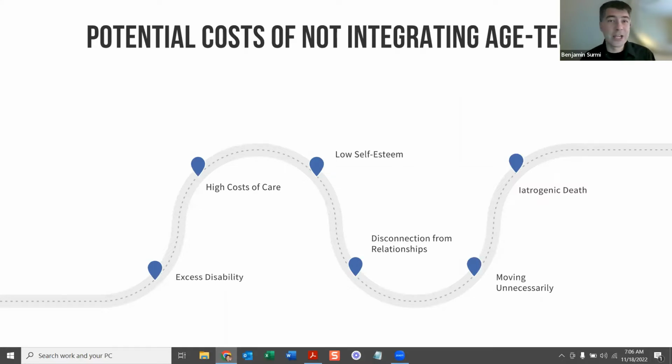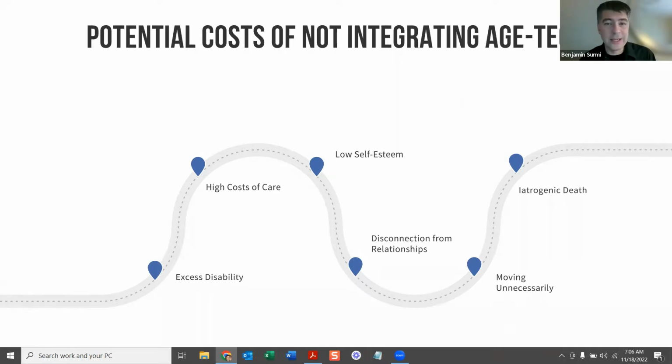Number 4 is disconnection from relationships. So this is the result of not using age tech: an older person living home alone, not using great tools that are out there, and they're not visiting with their family. They're not visiting with their friends. They're not traveling the world, etc. Where they could, if they were using age tech. And so they become more isolated than they need to be.